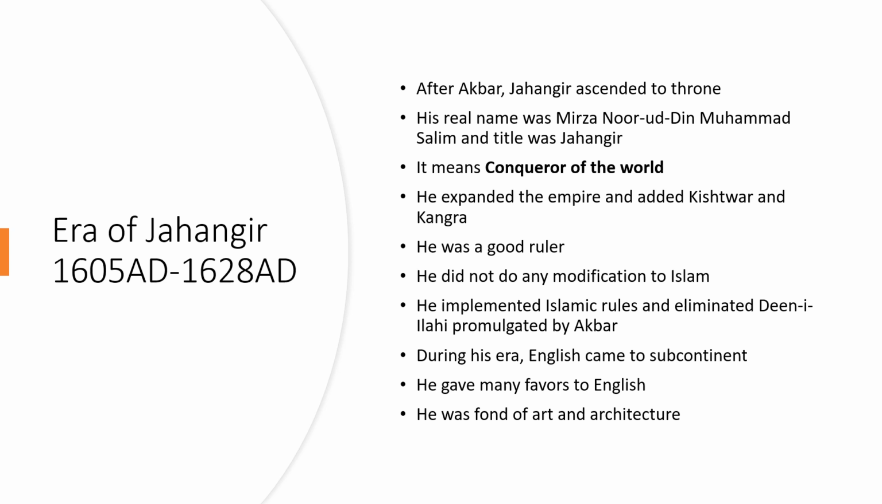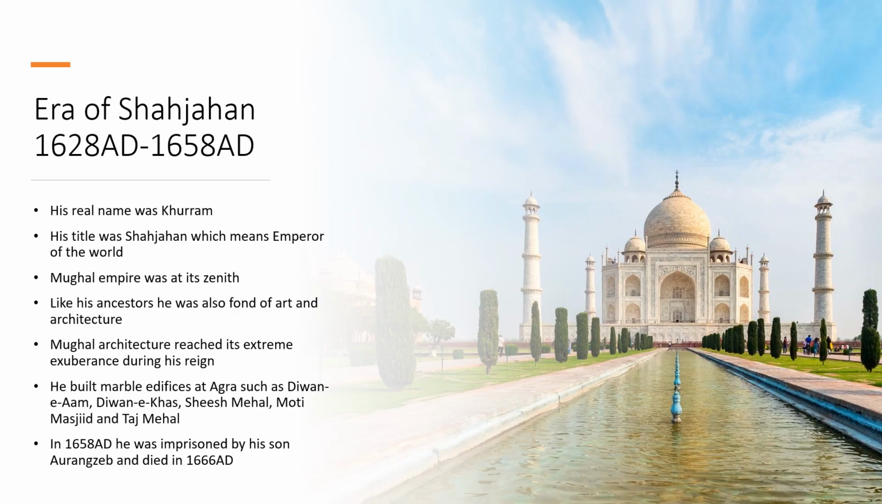And like all other Mughal emperors, Jahangir was also fond of art and architecture. So this was the era of Jahangir, and his rule ended in 1628. So the first sight of the Taj Mahal evokes the memory of a great Mughal ruler named Shah Jahan. Shah Jahan was the son of Jahangir, and he succeeded Jahangir.